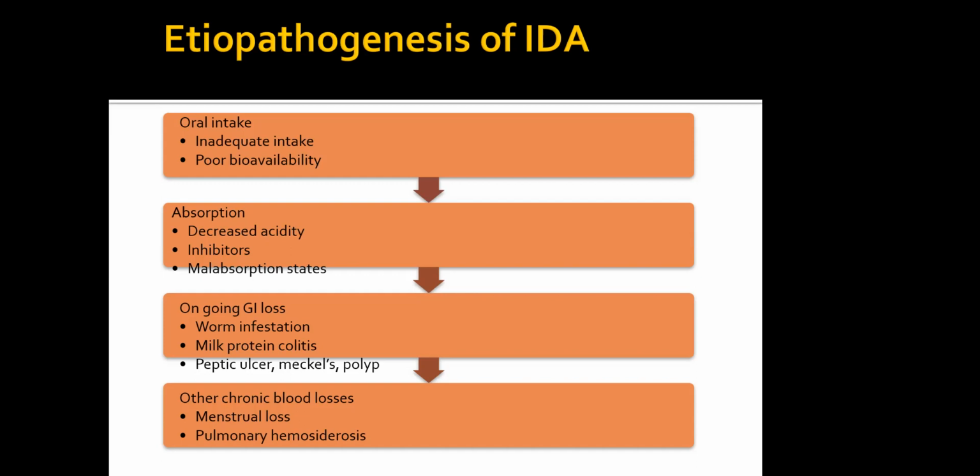You also worry about absorption in these patients, so decreased acidity. If there are some inhibitors, like they're having iron with a full meal or things like that, or there may be malabsorption states as well. Ongoing GI losses. Commonly in our children, we see worm infestation. So when we're thinking of prevention of anemia, we have to look at deworming our children as well. Milk protein allergies, peptic ulcers or Meckel's or any other polyps can also be present, which can lead to chronic loss. And in adolescents, we'll worry about menstrual losses or even pulmonary hemosiderosis if you have ruled out the other causes as well.